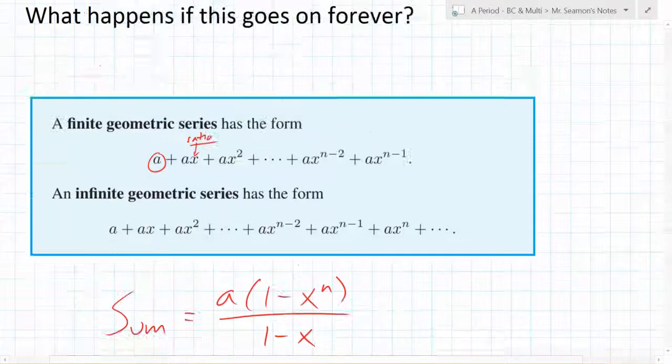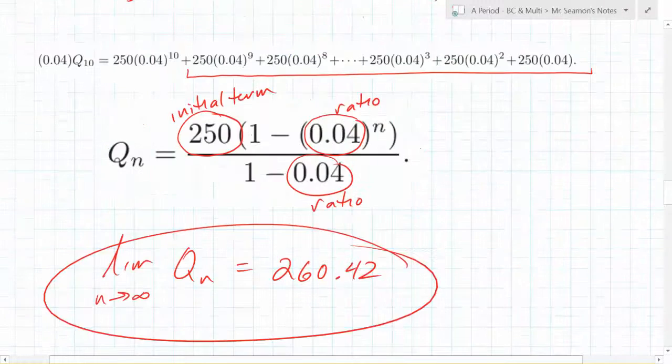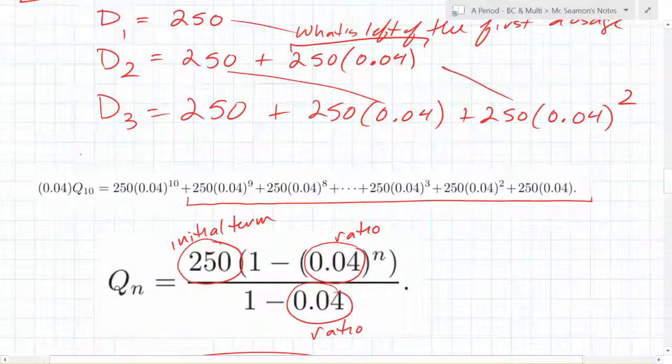But I do really like this maneuver. If you got anything out of this class, I love this maneuver because you know that this right here is Q10 right here.